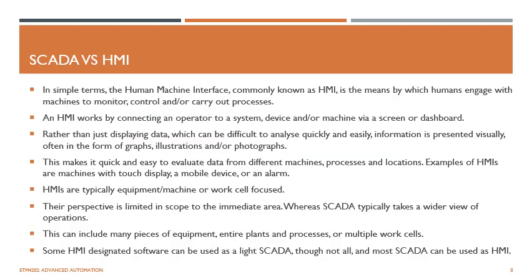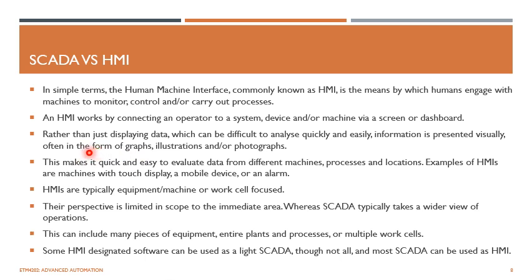A SCADA system is different from an HMI. HMI stands for Human Machine Interface, which means the engagement of a human with the machines to control and monitor the data. An HMI works by connecting an operator to a system, devices, and all machines via a screen or dashboard, rather than just displaying the data, which can be difficult to analyze quickly and easily. Information is presented visually, often in the forms of graphs, illustrations, and photographs.